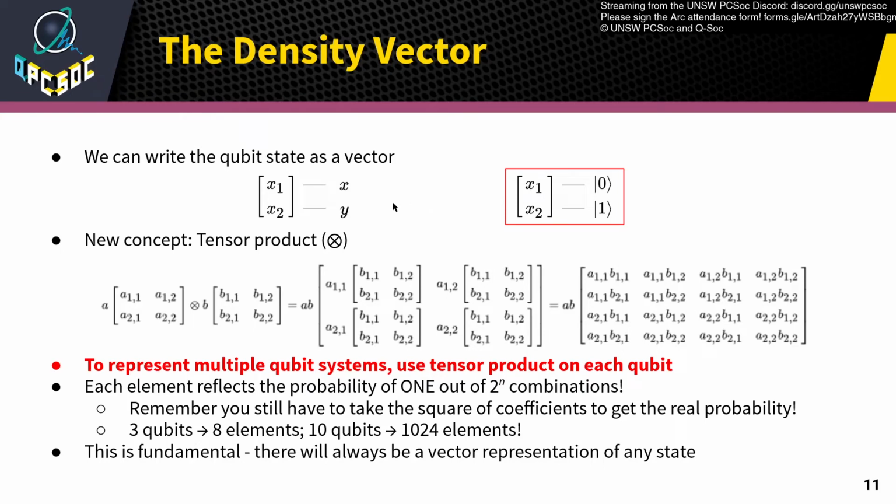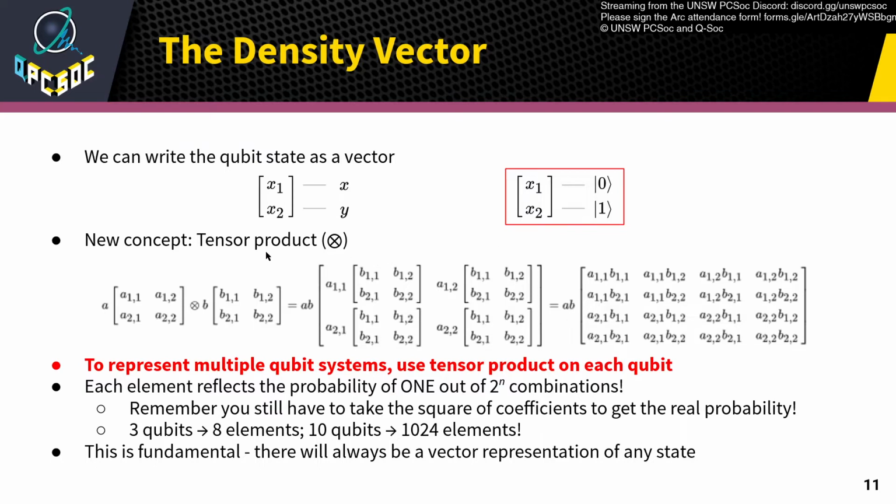Cool. Just as we can write a coordinate on the xy plane as a vector, we can write a qubit state in vector format, where by convention, the first element is the coefficient of state 0, and the second element is the coefficient of state 1.